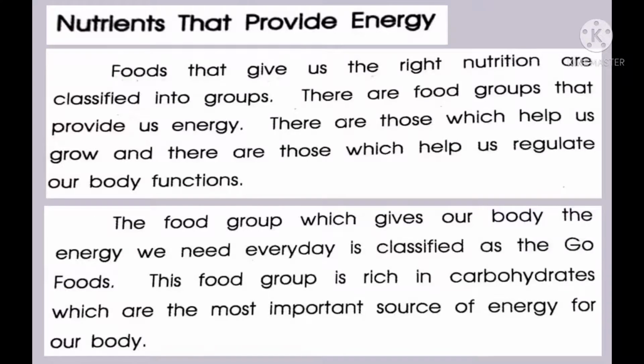Nutrients that provide energy. Foods that give us the right nutrition are classified into groups. There are food groups that provide us energy. There are those which help us grow, and there are those which help us regulate our body functions. The food group which gives our body the energy we need every day is classified as the GO foods. This food group is rich in carbohydrates, which are the most important source of energy for our body.